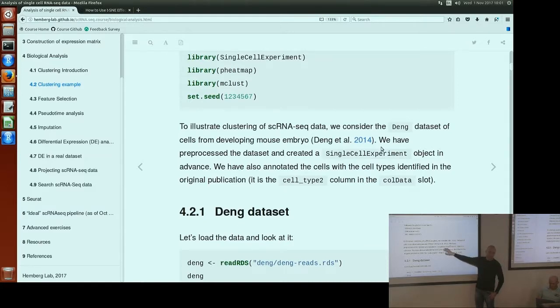We have normalized it using CPM. So in the assay, which is called logcounts, you would have log transformed CPM values of your data set. We have also annotated the data set with the cell types identified in the original publication. So if you look at the annotation of the cells, which is your colData slot in the single cell experiment object, cell type 2 would be the annotations that were published in the publication. There is also a cell type 1 column, which is similar to cell type 2, but we merged some of the cell types together for different reasons I'll explain later.